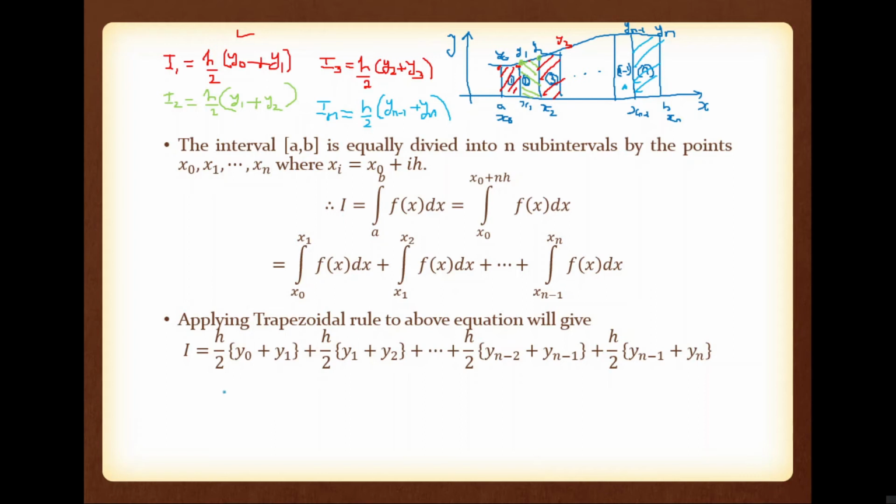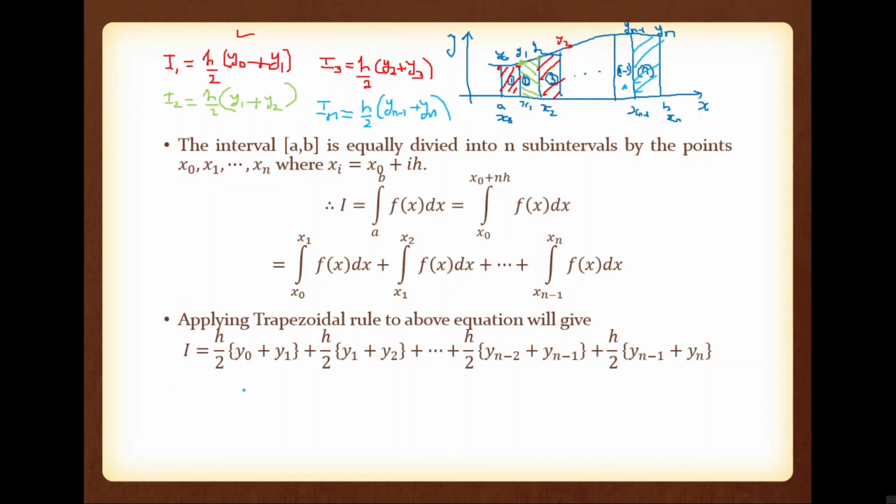So here you can see that if you are going through the entire equation, we have only one y0, we have only one yn, but we have 2y1, 2y2, 2y3, etc., 2yn minus 2 and 2yn minus 1. Please note, in this equation we have only one y0 and yn. All other terms appear twice, 2y1, 2y2, 2y3, etc., up to 2yn minus 1. So we can write this integration after applying the trapezoidal rule.